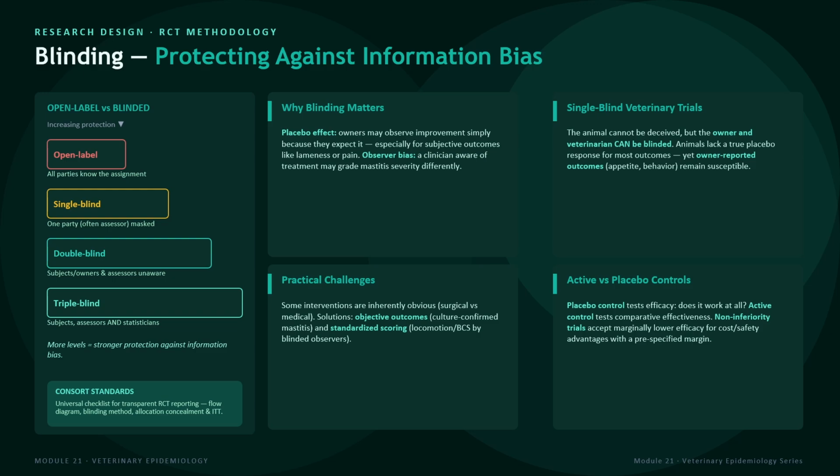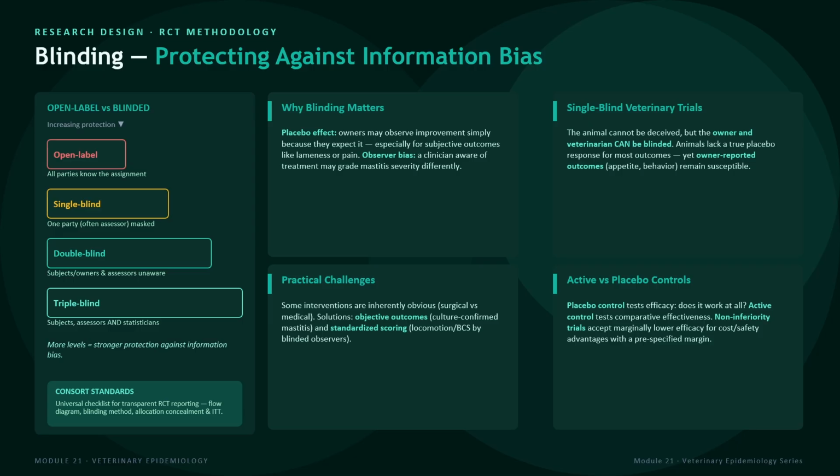Some veterinary interventions are impossible to blind. For example, surgery versus medical therapy or pasture versus confinement management. In these cases, we rely on alternative strategies, using objective outcomes, applying standardized scoring systems, or having independent blinded assessors evaluate the animals.